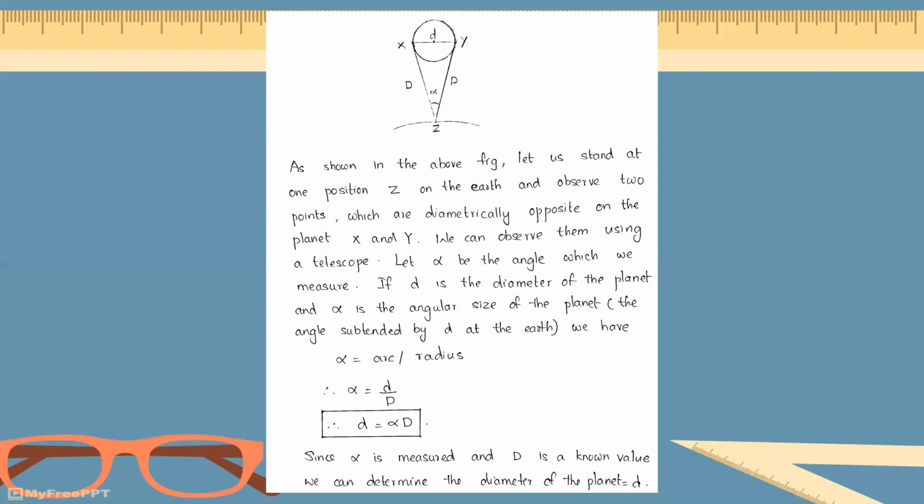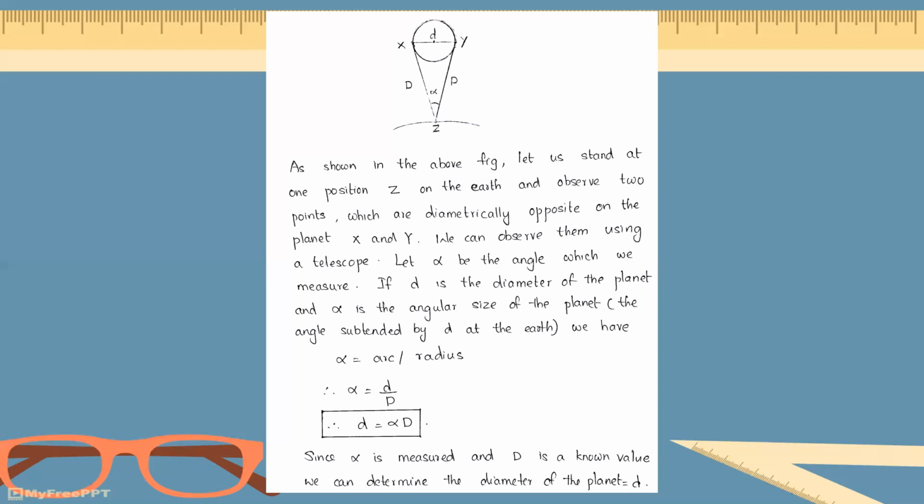Diametrically opposite points x and y we see. First we see point x and then we see point y. That means, as shown in the figure, let us stand at a single point z on the surface of the earth and observe 2 points that are diametrically opposite on the planet, x and y. We can observe them using a telescope. Some special types of telescopes are available.